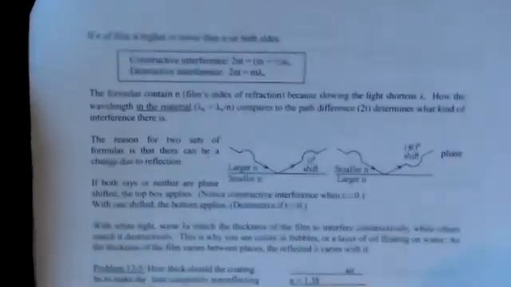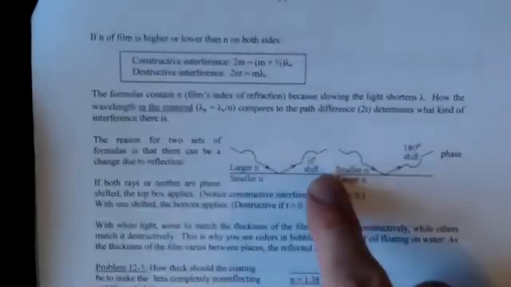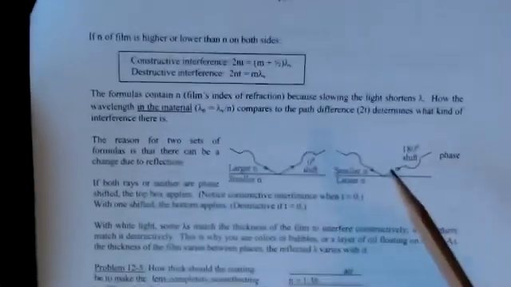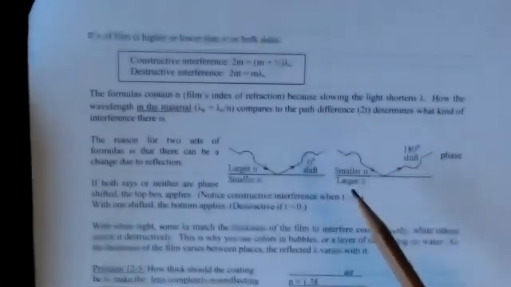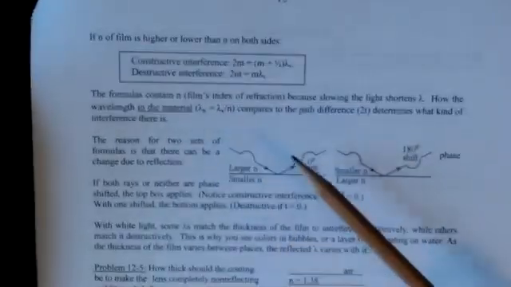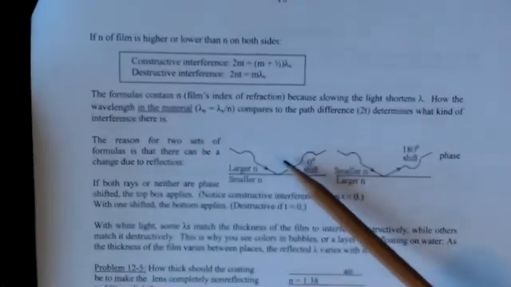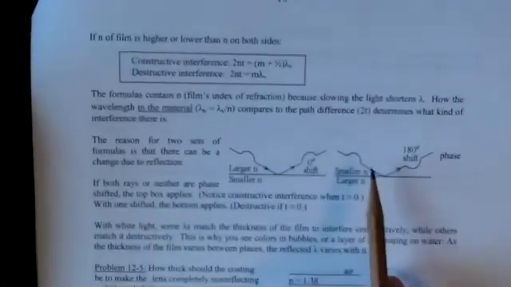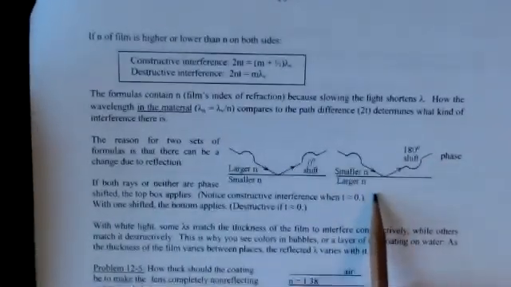The other factor is, and I'm sure I explained this in the next video, sometimes when a wave reflects off of something, it gets flipped upside down. Whether it gets flipped upside down or not depends on how the indices of refraction compare. So if you've got light in glass reflecting off of air, it does not get flipped over. If you've got light in air reflecting off of glass, it does get flipped over.